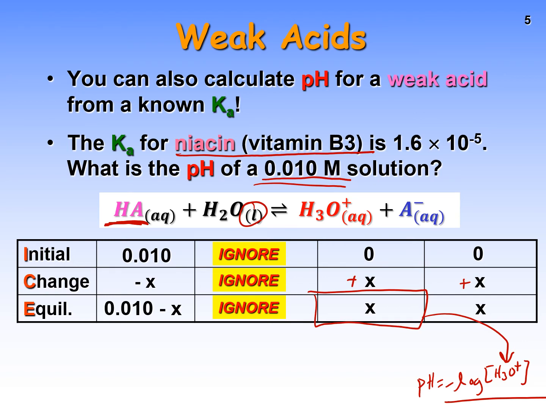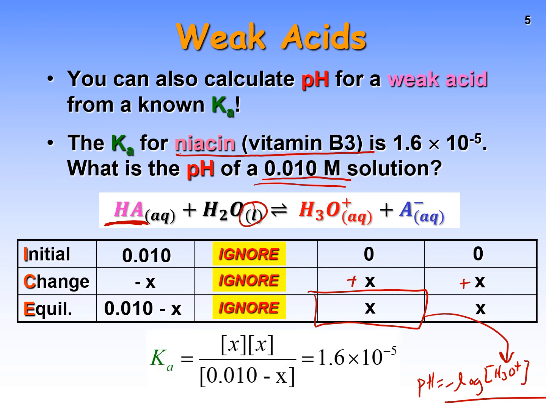This is done almost identically to what we covered in chapter 15. So next I can set this all equal to the Ka expression and the Ka value as given in the problem. And I get x squared over 0.01 minus x is equal to 1.6 times 10 to the negative 5. Now, this is a relatively small equilibrium constant.